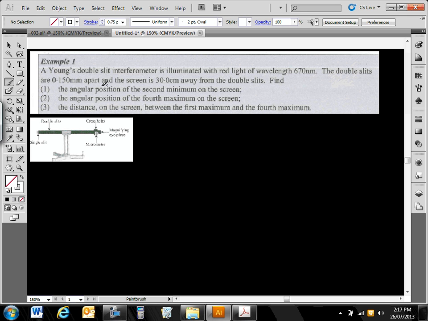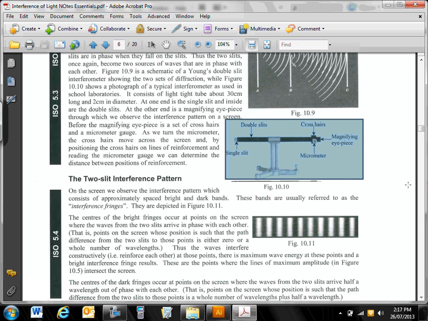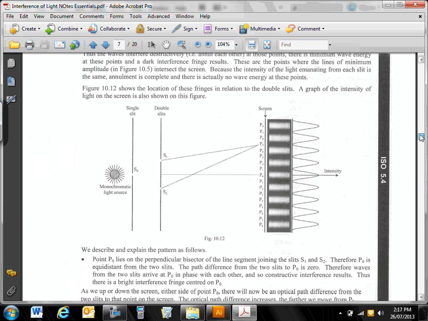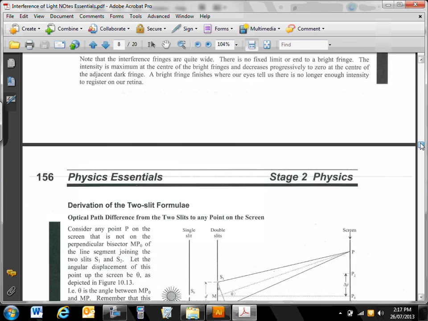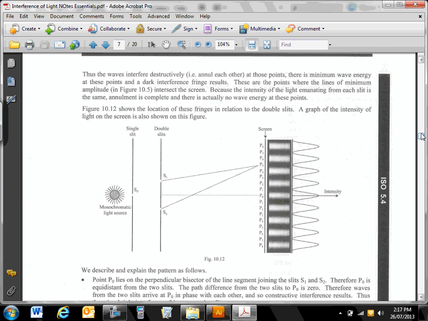The double slits are 0.15 millimeters apart and the screen is 30 centimeters away from the double slits. Find the angular position of the second minimum on the screen. Now, I like to put this picture up when I'm talking about second minimums and first maximums. This is a good one.